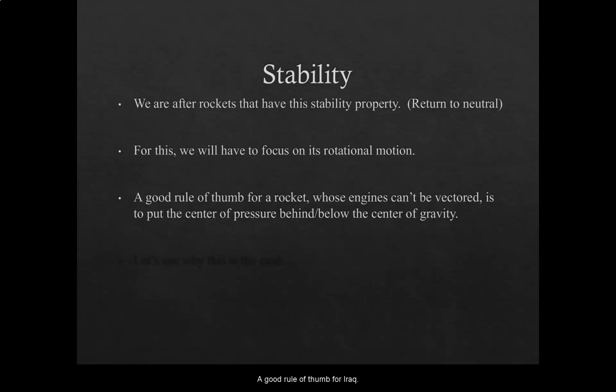Now, a good rule of thumb for a rocket, if the engines cannot be vectored or swiveled into different directions, is that you want to make sure that a location on the rocket called the center of pressure is found either behind or below the center of gravity of the rocket. So let's see why this happens to be the case.